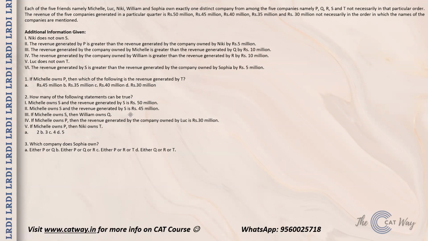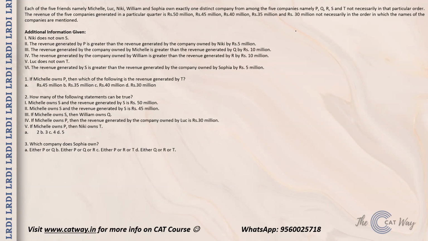Now, the revenue generated by P is greater than the revenue generated by the company owned by Nikki by 5 million. Then it has been given that the revenue generated by the company owned by Michelle is greater than the revenue generated by Q by rupees 10 million. The revenue generated by the company owned by William is greater than the revenue generated by R by 10 million. Luke does not own T, and the revenue generated by S is greater than the revenue generated by the company owned by Sophia by 5 million rupees. Okay, so this has been given.